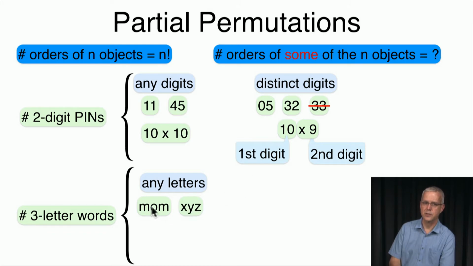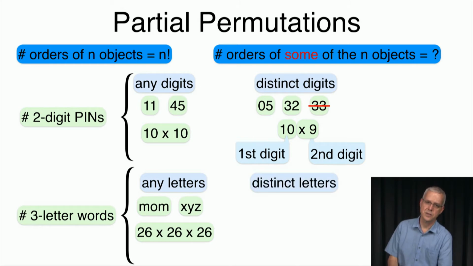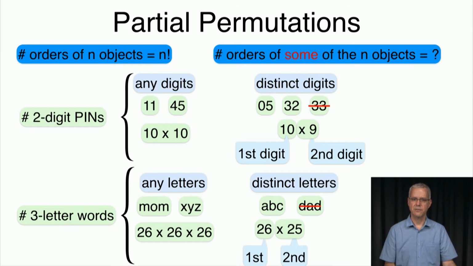Similarly, if you look at 3-letter words, and you allow any letters, for example MOM or XYZ, so here we see repetition, then you have 26 for each letter, or 26 cubed is the total number of 3-letter words that you can come up with. But if you insist on distinct letters, and you allow things like ABC but not DAD, then the number of different sequences you can have is 26 options for the first letter, then 25 for the second, 24 for the third. So you just get this product.